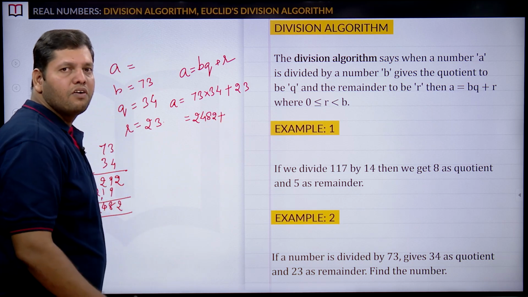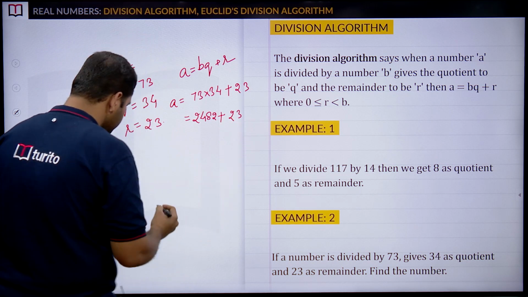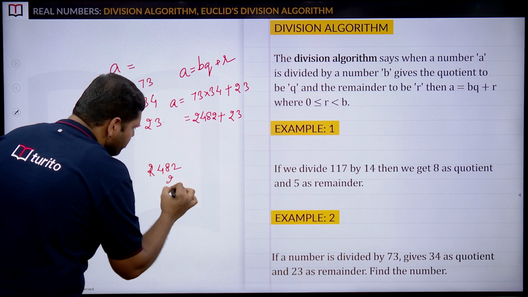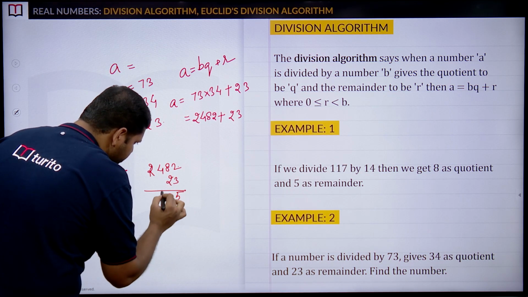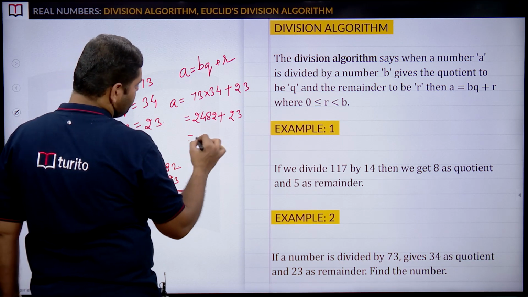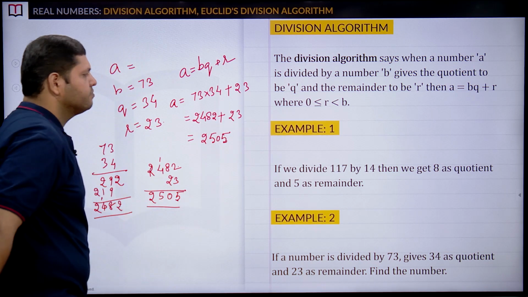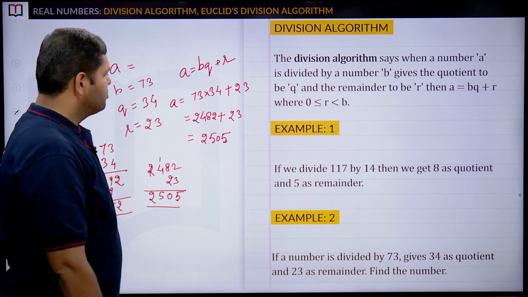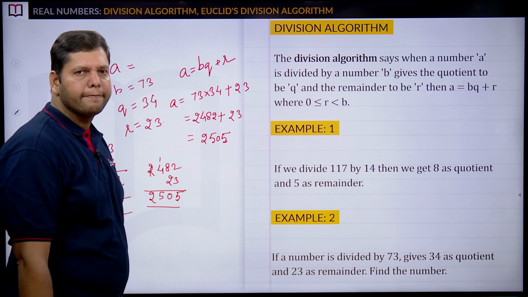Plus, what is the remainder, children? 23. So add this: 2482, remainder is equal to 23. So 2 plus 3, this is 5 and this is 0 and this is carry 1, 5 and 5. So the total answer is equal to how much? 2505. Clear, children? So very simple, children, you can apply the division algorithm easily here. Okay, fine.